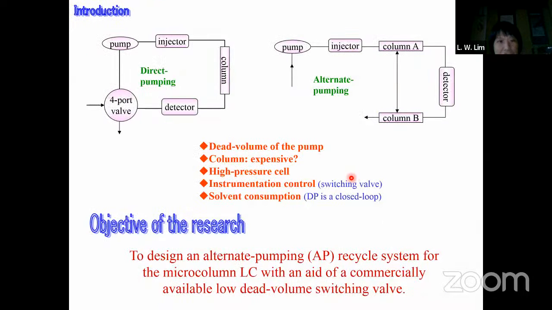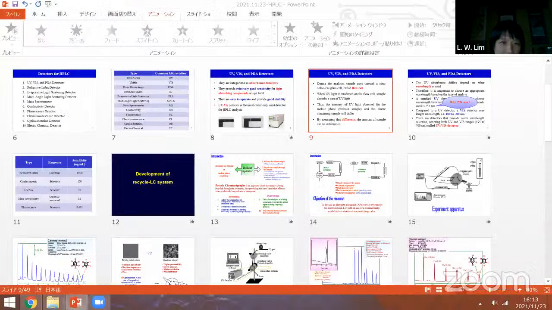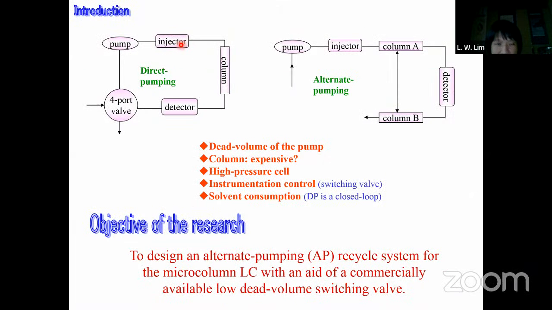And then usually there are two ways. One we call direct pumping. Yeah? Direct pumping means that we use a valve, and the pump will go to the injector, go to the column and detector, and then we use a valve after the detector.